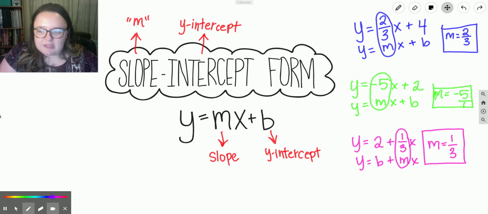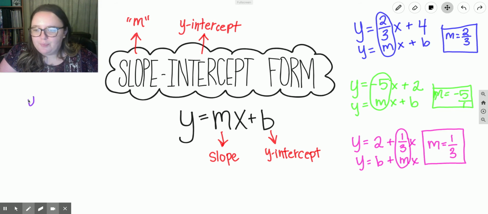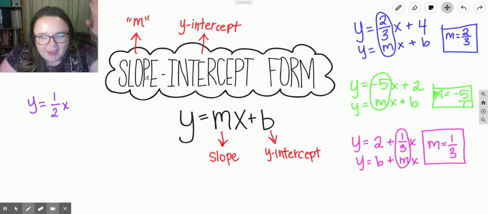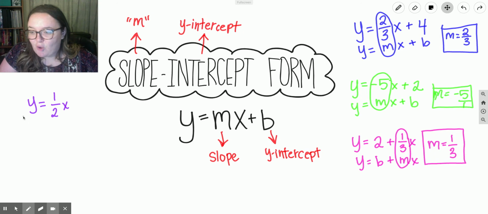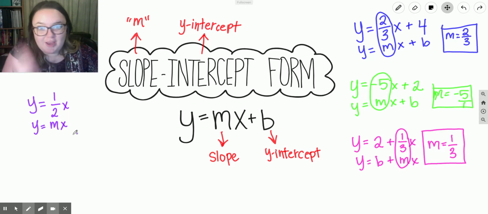So another special case is, what if you get one that looks like this? I'm gonna write it right over here in purple. y equals 1/2x. Well, that one looks like something got chopped off the end of it, right? It looks too short. It doesn't look like y equals mx plus b. It looks like only y equals mx.